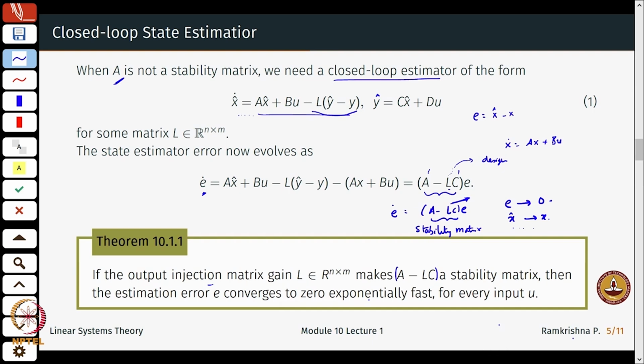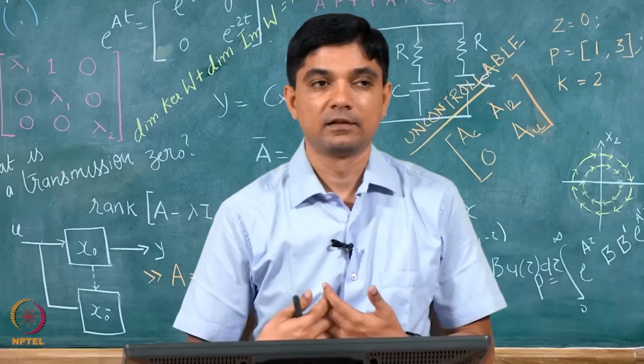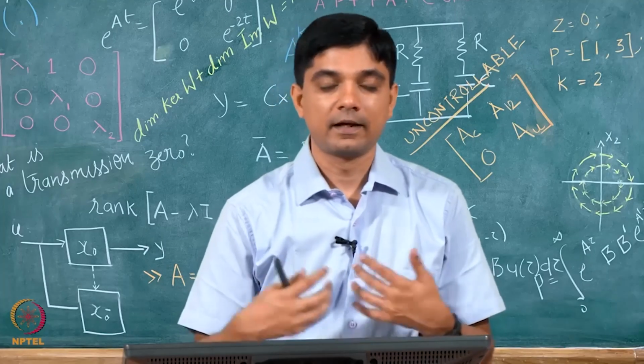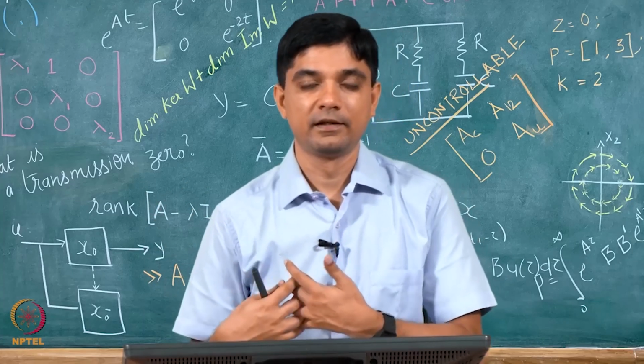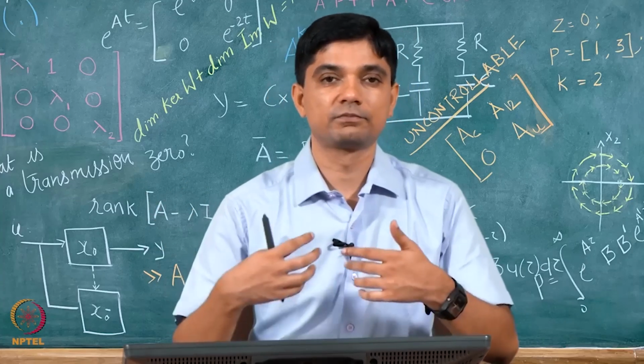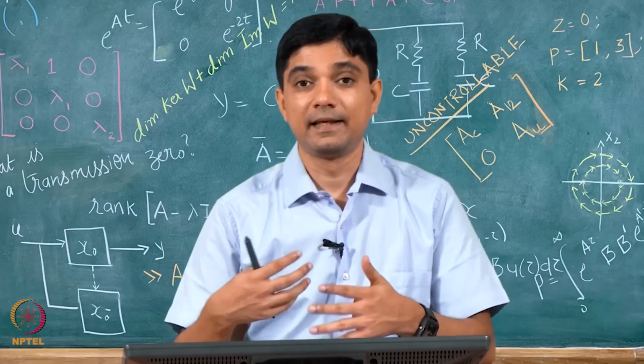Now, obvious questions will arise: how do I choose the L matrix? Can I always choose it or not? And based on what we learnt in controllability or stabilizability, the answer should be slightly guessable, right?